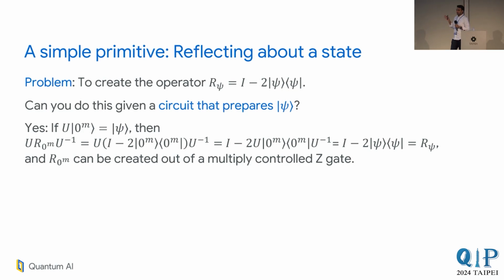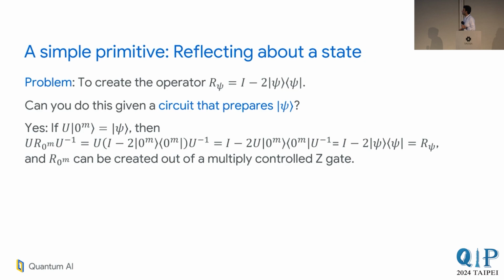But recall, I was talking earlier about what kind of access models you could have to a quantum state. One of them was you have access to a circuit that prepares the state. But what if instead of having a circuit that prepares a state, you just have copies of the state? So I give you as input a bunch of copies of ket psi. The question is, can you now create an operator that's a reflection about ket psi?